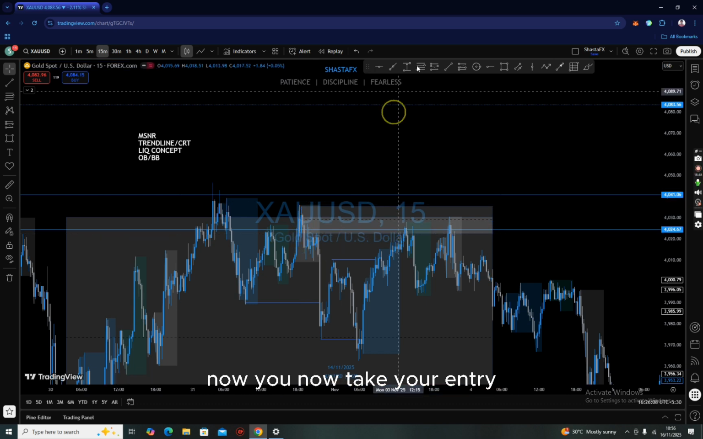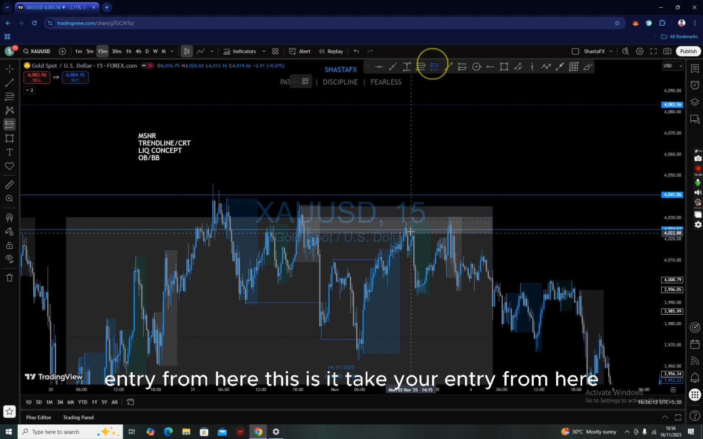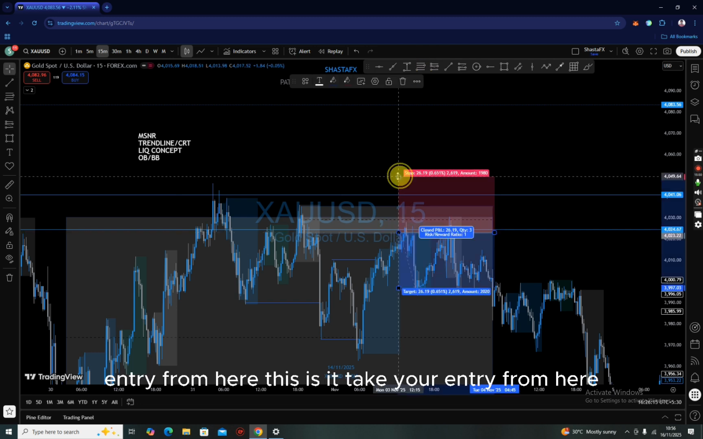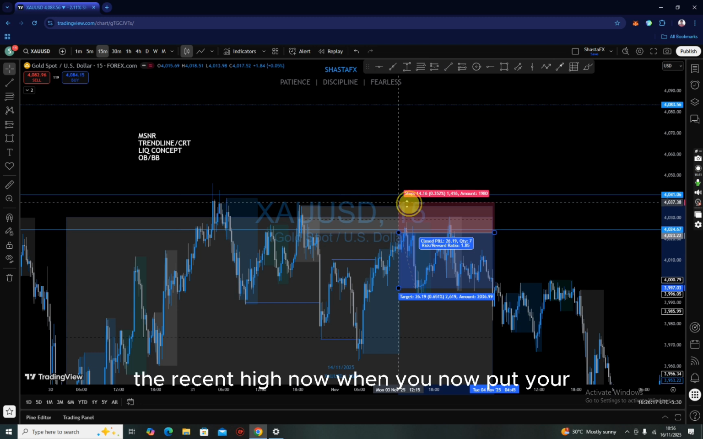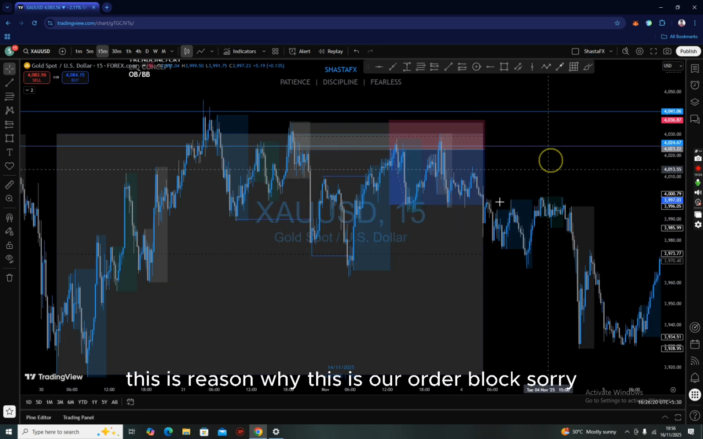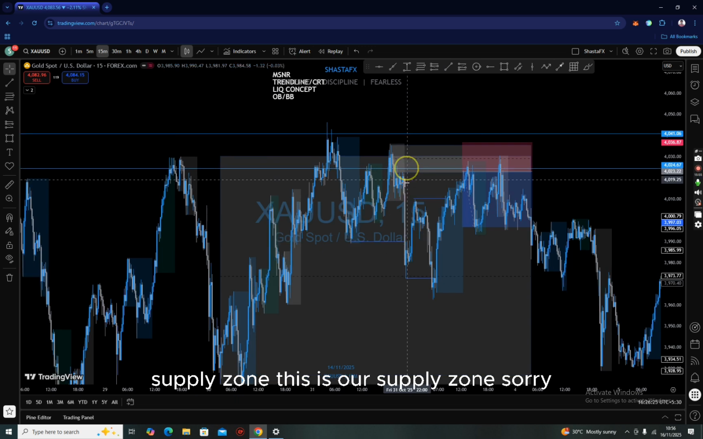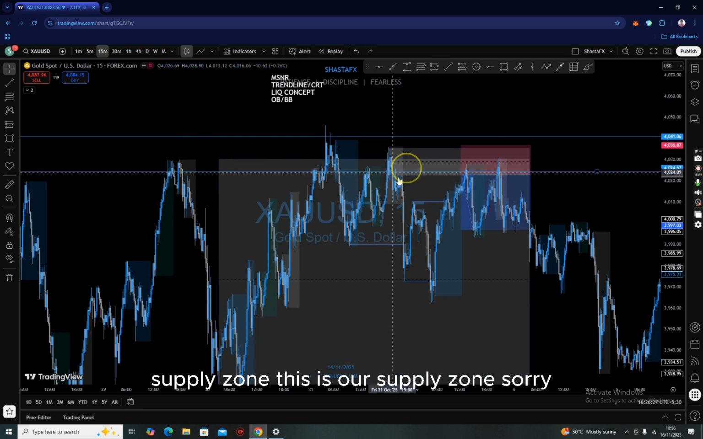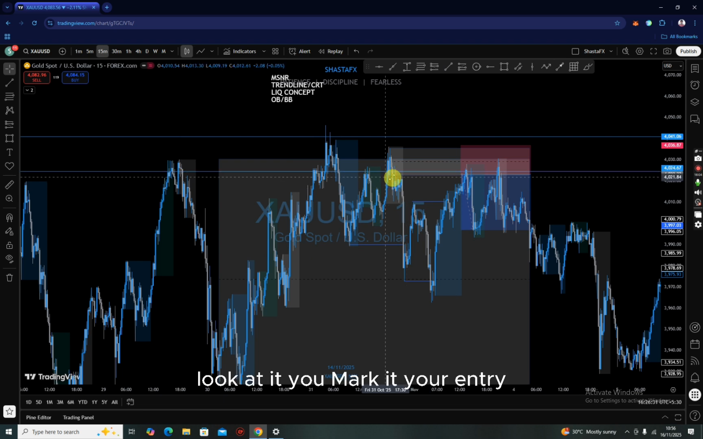Now you take your entry. So when you take your entry from here, use it. Take your entry from here. Put your stop loss here, the recent high. Now, when you put your reason why, this is our order block, sorry, supply zone. This is our supply zone. Sorry, this is our supply zone. So when you look at it, you mark your entry.